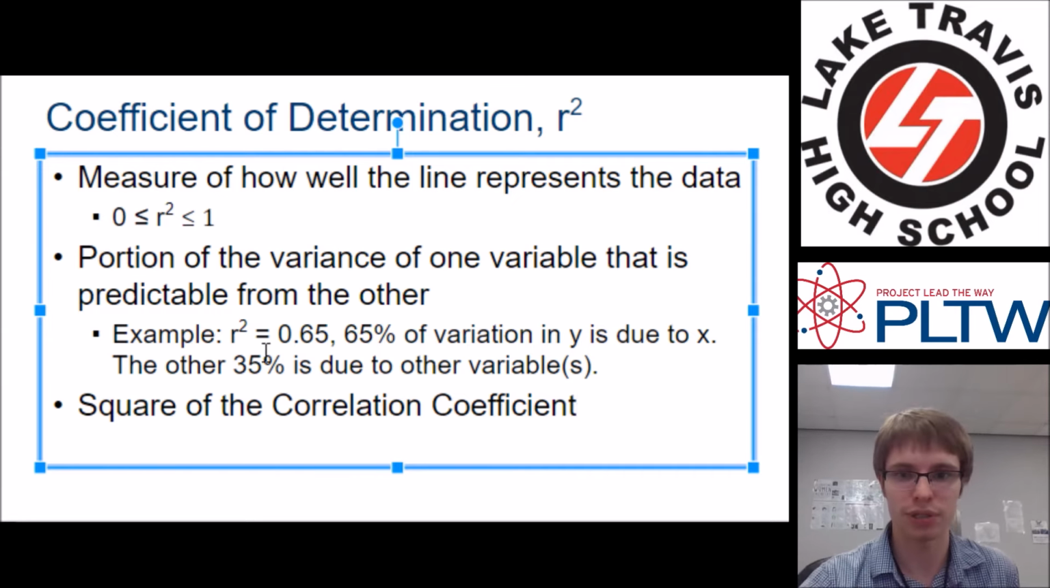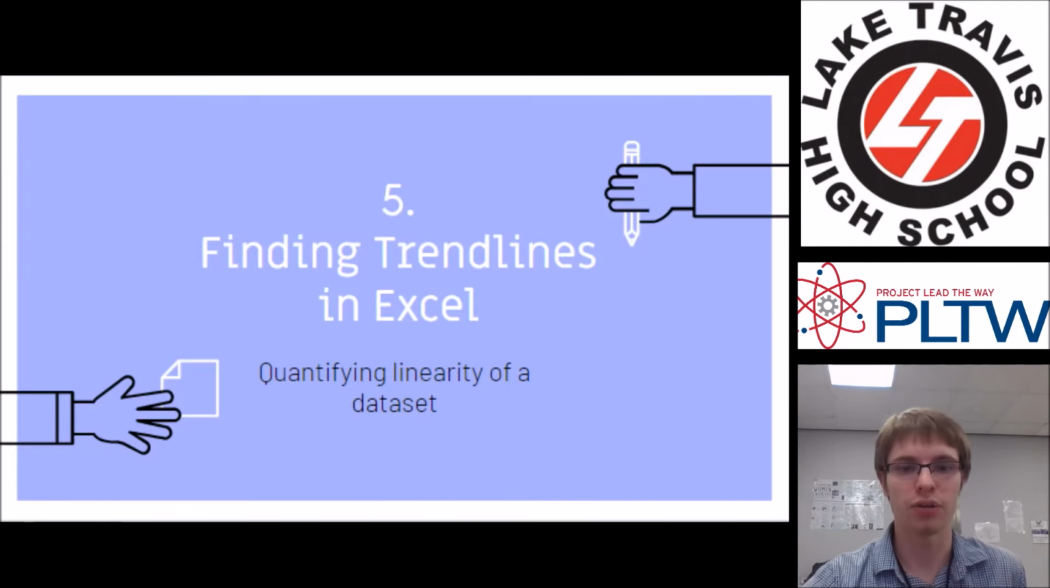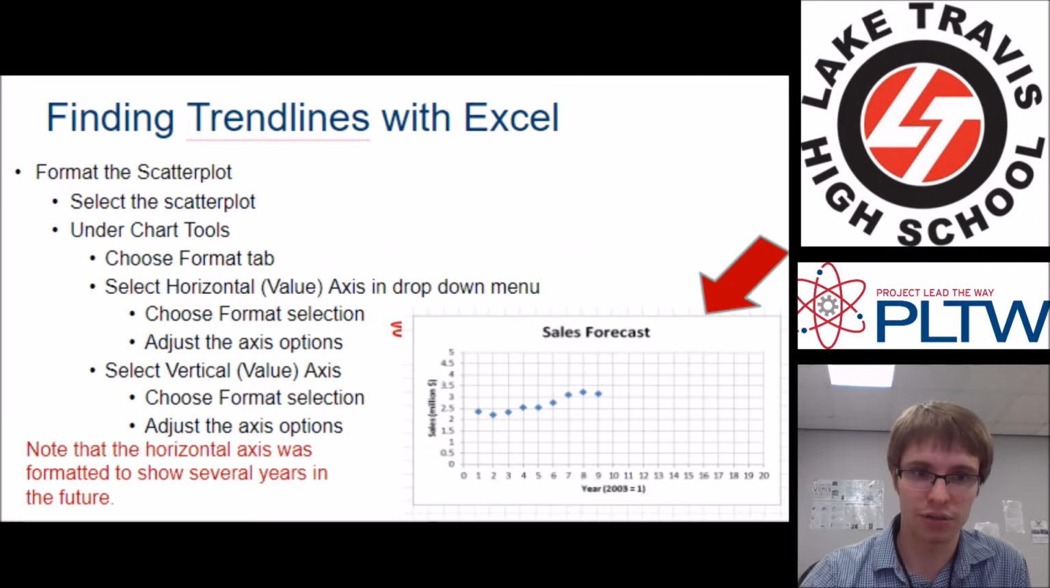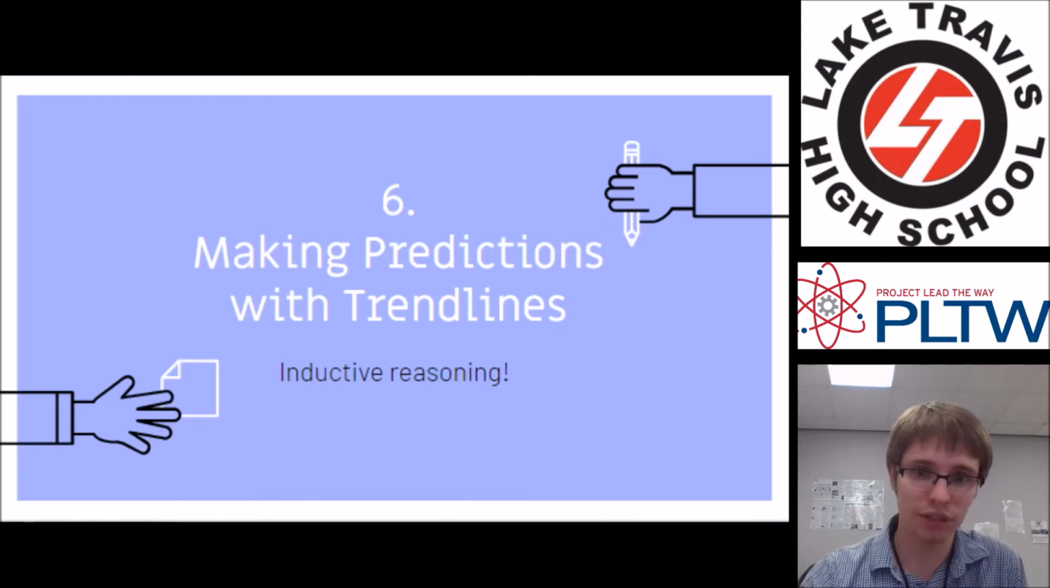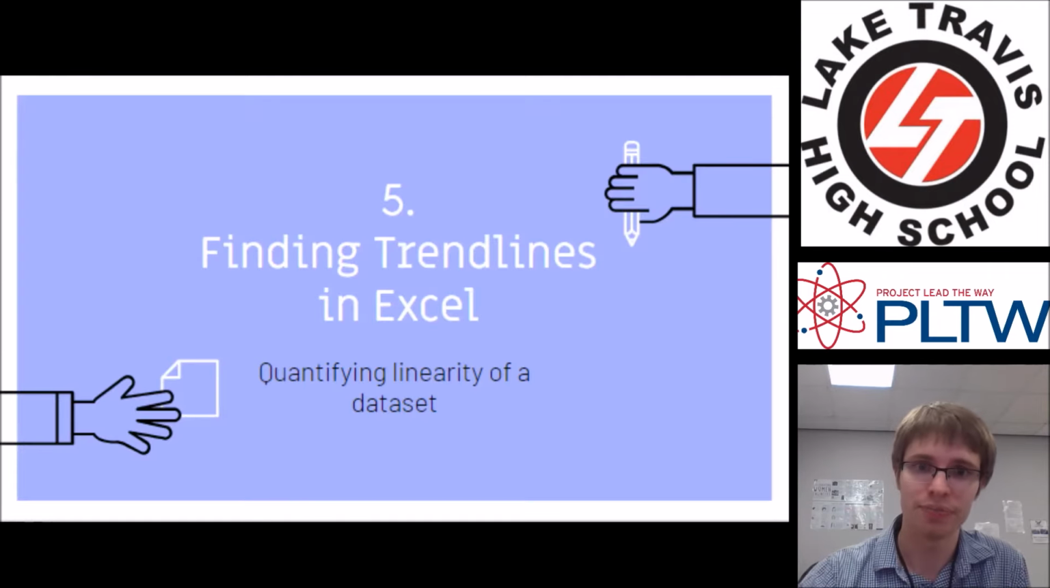Okay, this is a pretty cool interpretation there. And like I said, it's the square of the correlation coefficient. All right, so the next section is finding trend lines, which is what we've been talking about. These slides talk about how to do it in Excel. You can go back through all these slides if you want to, but I'm going to demonstrate how to do it in Google Sheets.